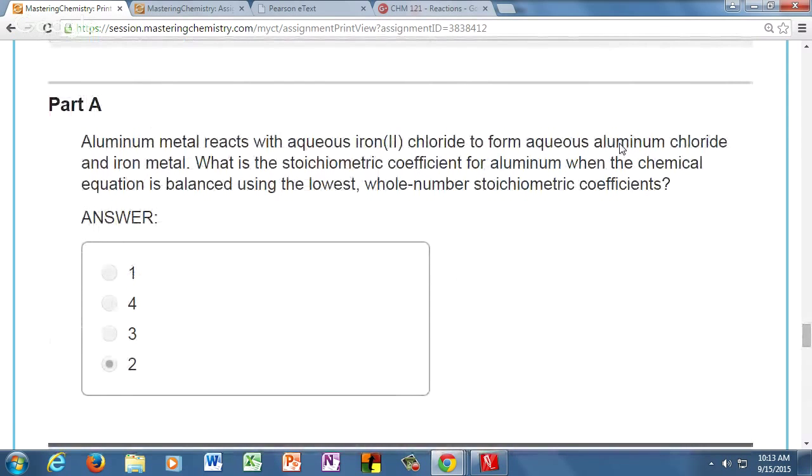So to get a question like that right, it's not just about balancing equations, it's also about understanding how to write the formulas properly. Because if you didn't write the correct formulas, they'd balance in different ways and you'd get a different coefficient.